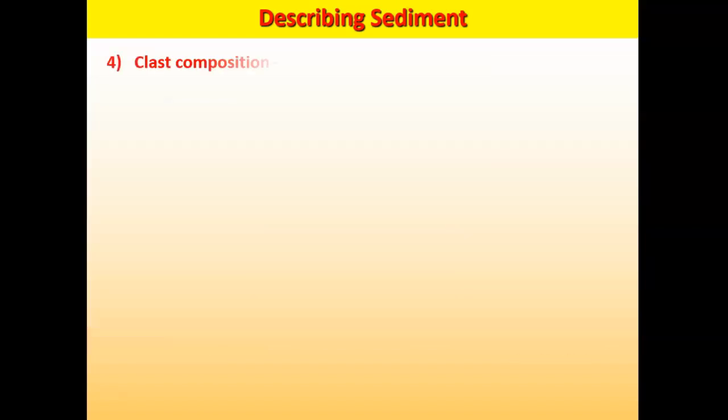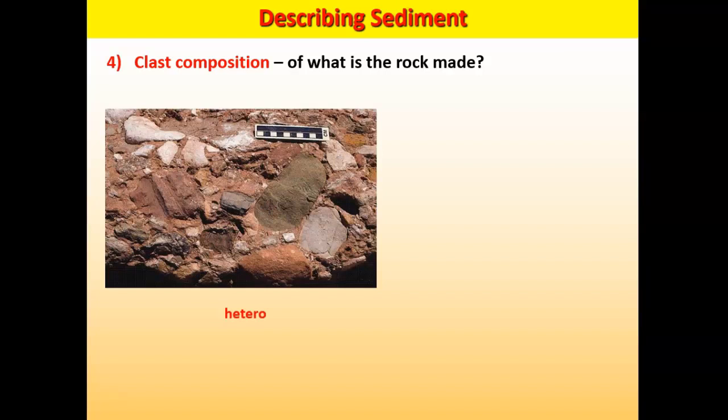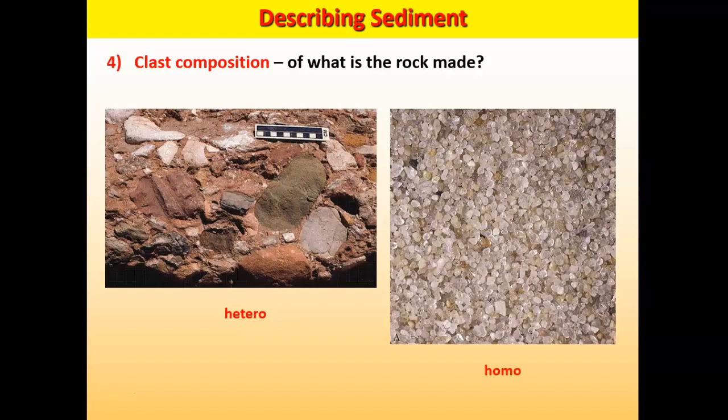What else we got? So also, what are the pieces made of? They're either kind of heterogeneous, where they're all over the board, they're made of everything, or they're homogeneous, where they're all the same. Once again, I can tell you where these pieces came from.